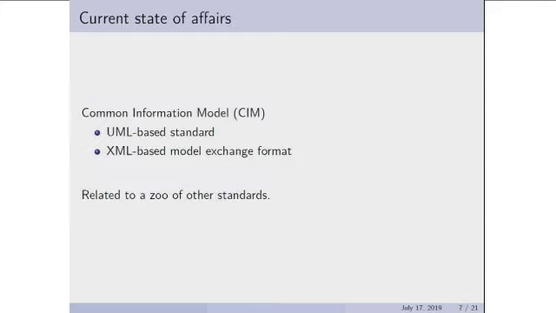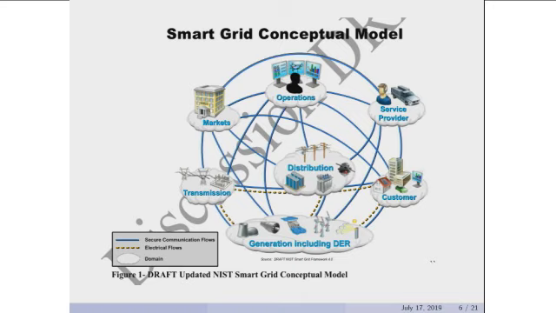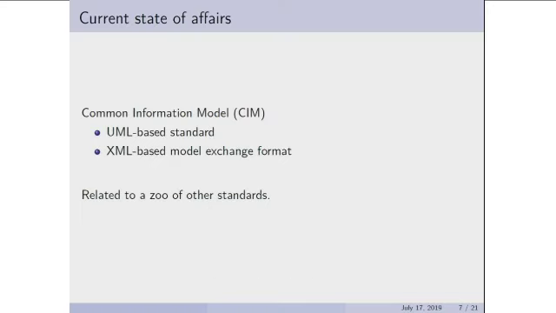Let me just say how it's done right now. There's this common information model, which is not unique to power systems, but there's a set of standards that focus on utilizing that in the context of power systems. They're basically UML-based models, and then they use XML for their model exchange. And then there's a whole bunch of other standards that are related in really complicated ways to all the things going on in this diagram.